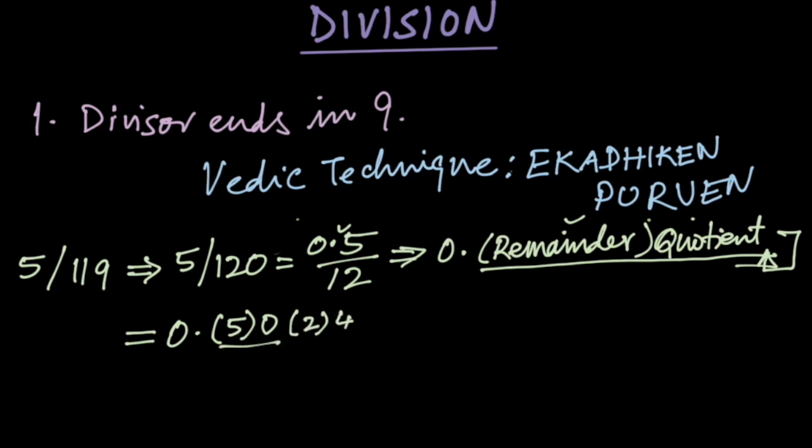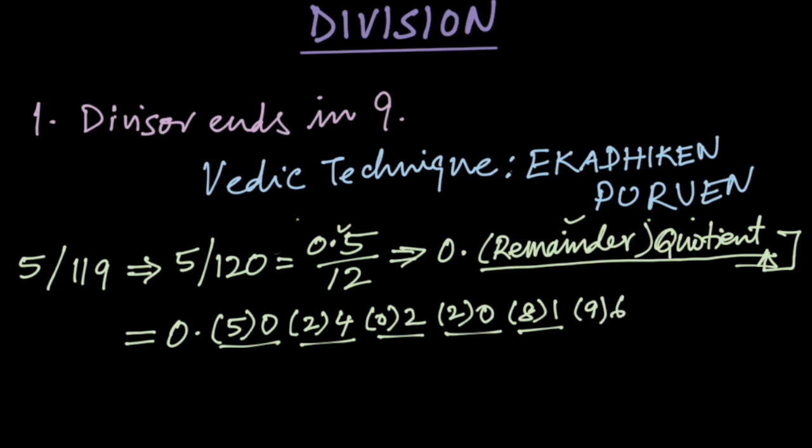Then 50 by 12 is 4 quotient, 2 remainder. Then 24 by 12 is 2 quotient, 0 remainder. Then 2 by 12 is 0 quotient and 2 remainder. Then 20 by 12 is 1 quotient, 8 remainder. Then 81 by 12 is 6 quotient, 9 remainder. Then 96 by 12, 8 quotient, 0 remainder. Then 8 by 12, 0 quotient, 8 remainder. Then 80 by 12, 6 quotient, 8 remainder.